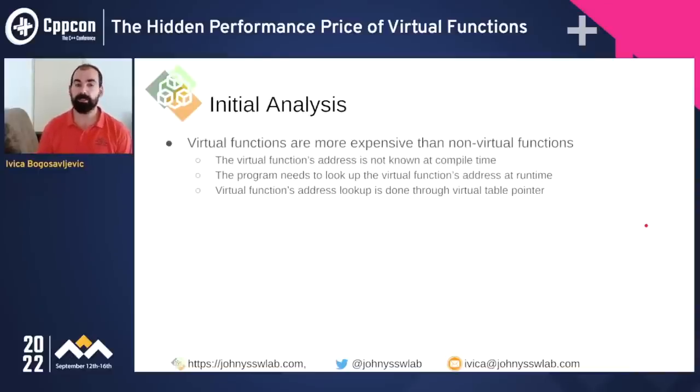So what is the initial analysis? Well, when you look at it like this, we know how it works. Virtual functions are by their nature more expensive than non-virtual functions. Why? Because the virtual function address is not known at compile time. So the CPU has to look up the virtual function address for each object, and this needs to be done at runtime. And when it's done at runtime, it consumes time.